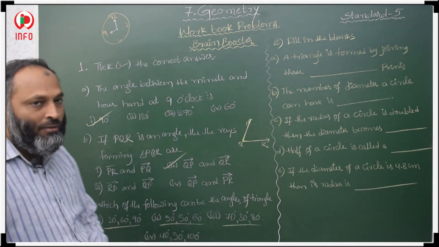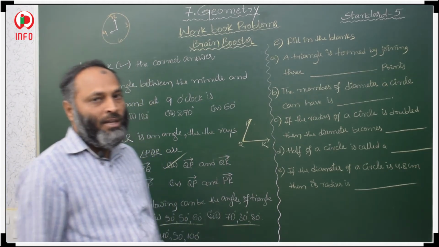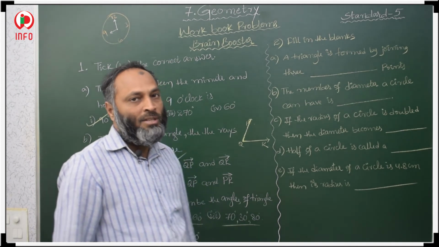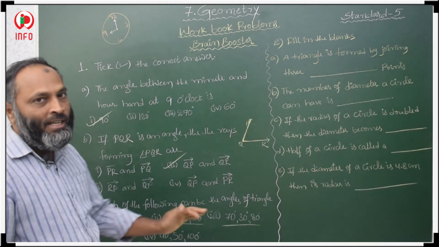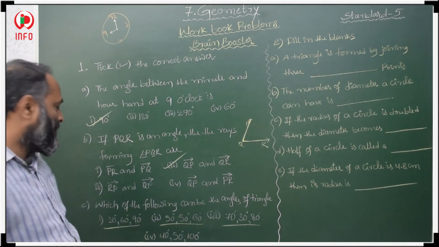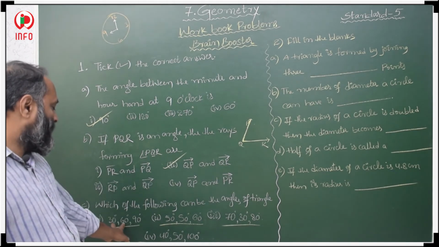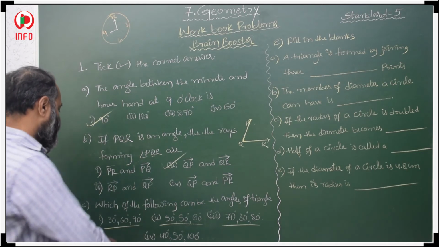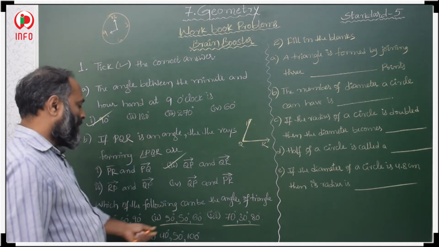In this set of four angles, which are the angles of a triangle? The sum of the three angles of a triangle should be 180 degrees. First you add and check. If it is 180 degrees, then that is the answer. 30 plus 60 is 90. 90 plus 90 is 180. This one is the correct answer. And go for the next.